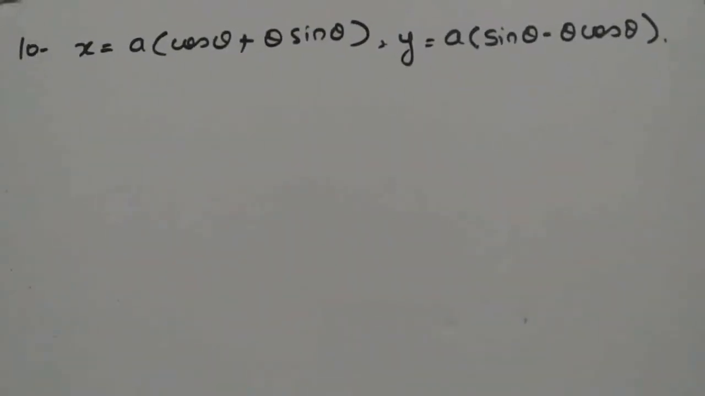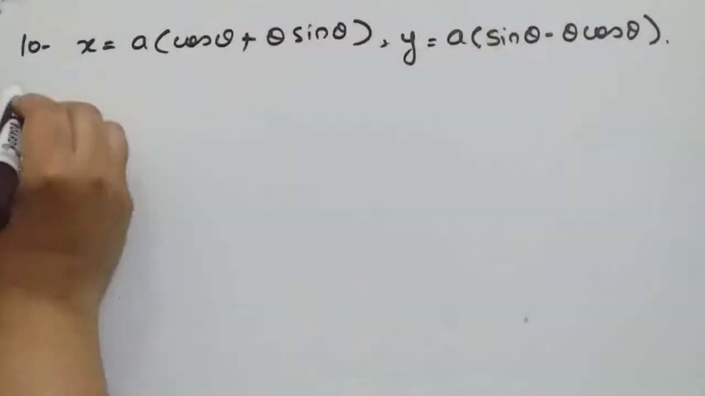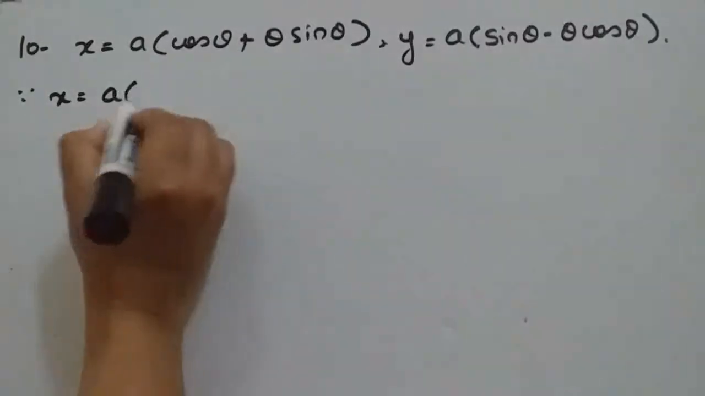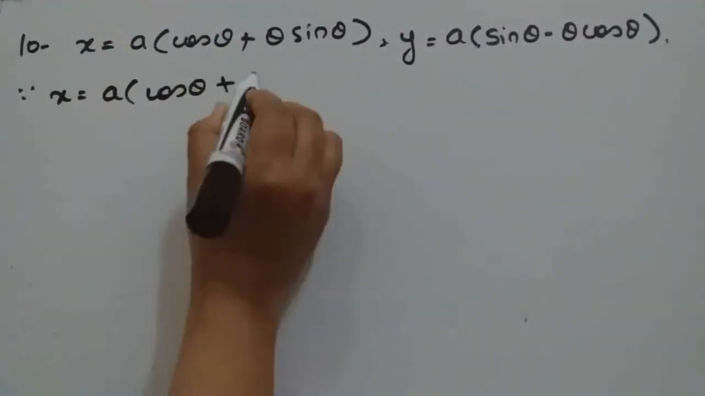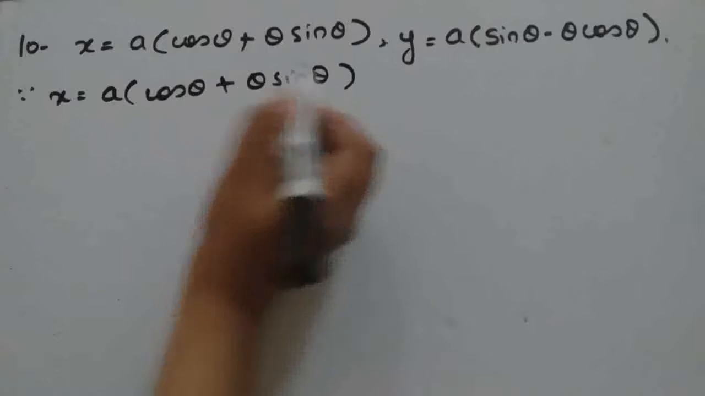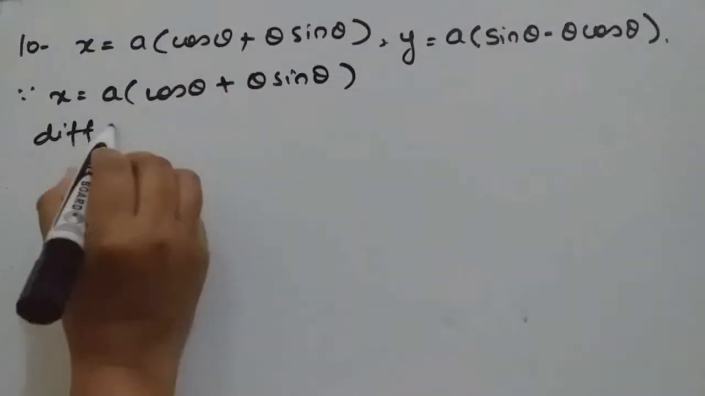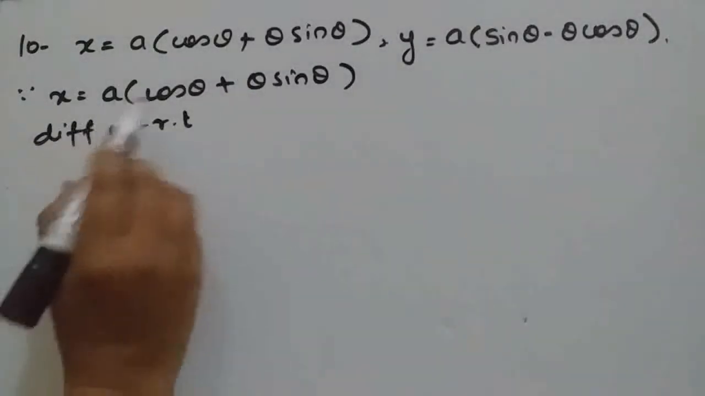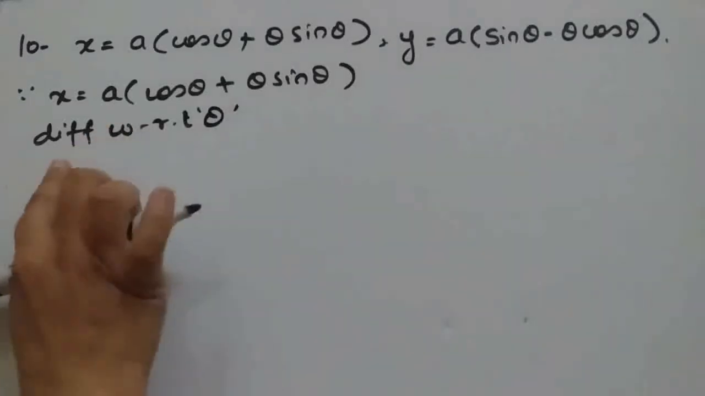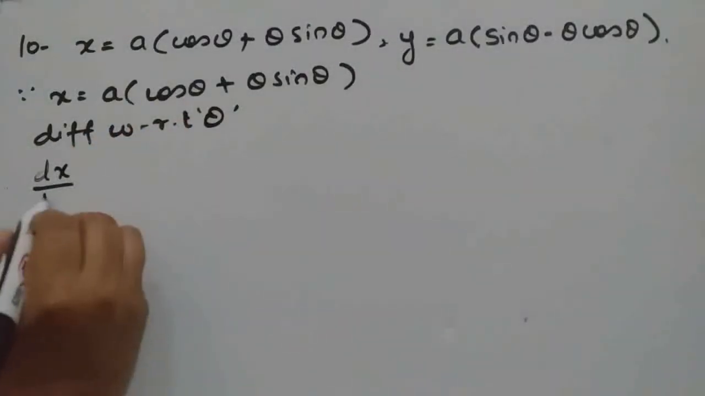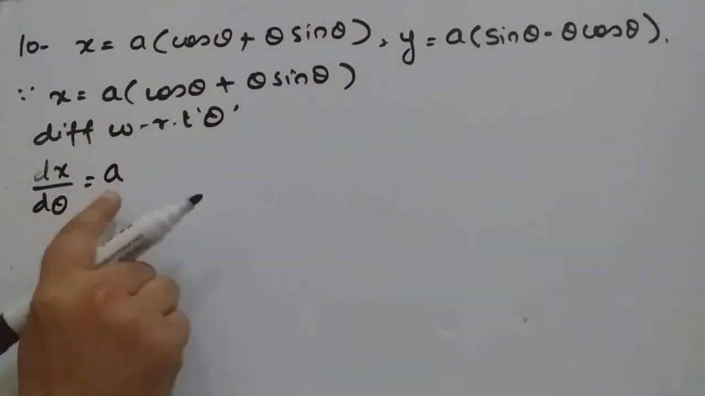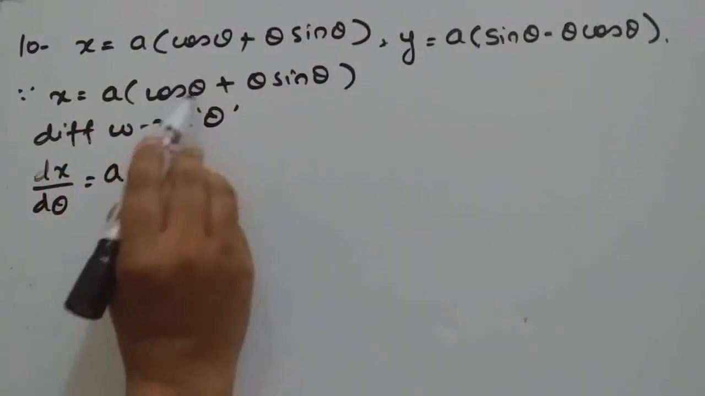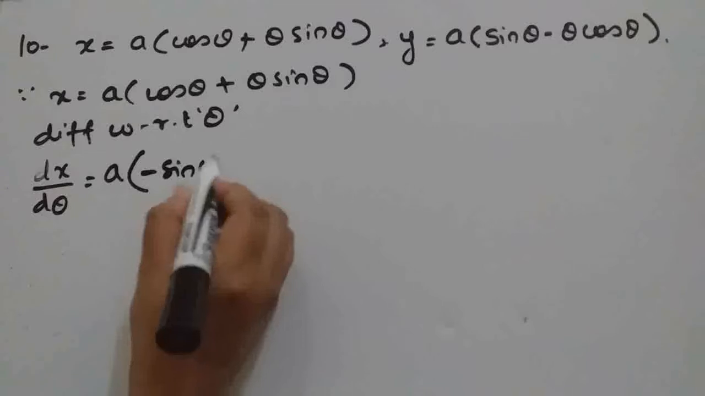Question number 10. x is given. So we'll start with x. So differentiate with respect to theta. Since x is a function of theta, we should differentiate with respect to theta. So dx by d theta, a is the coefficient, will be the same. The derivative of cos theta is minus sin theta.